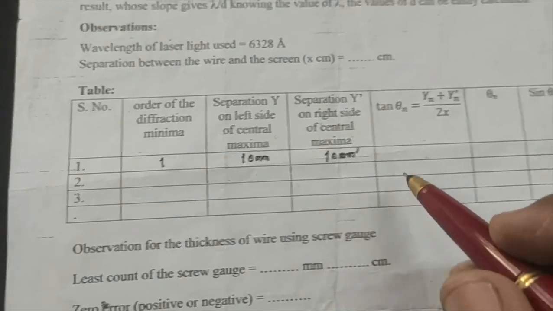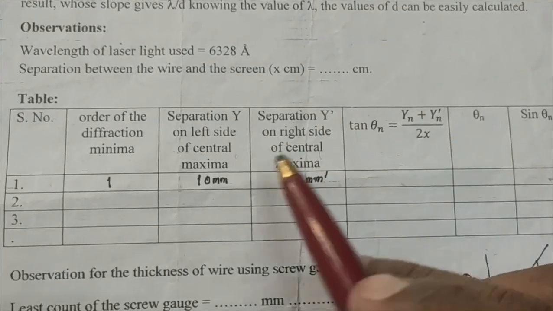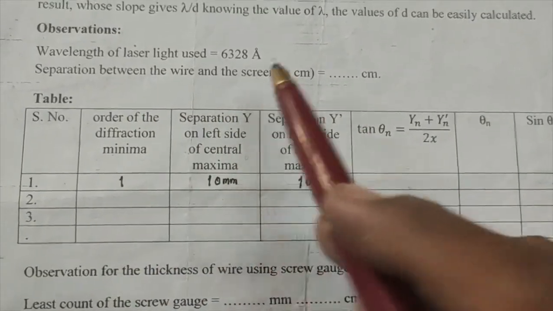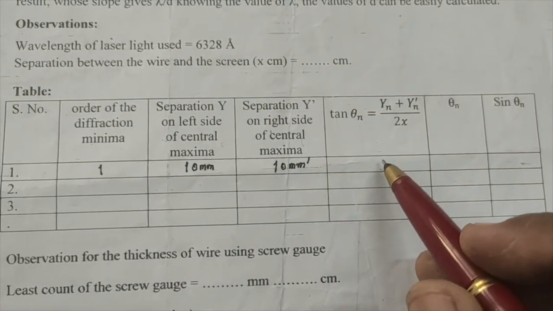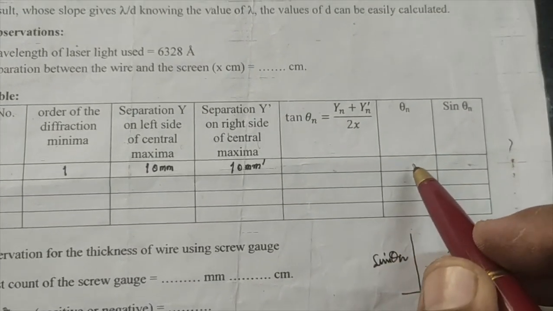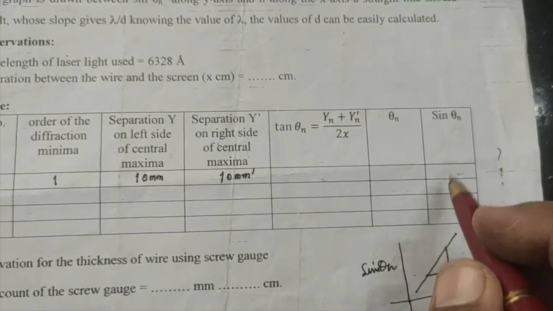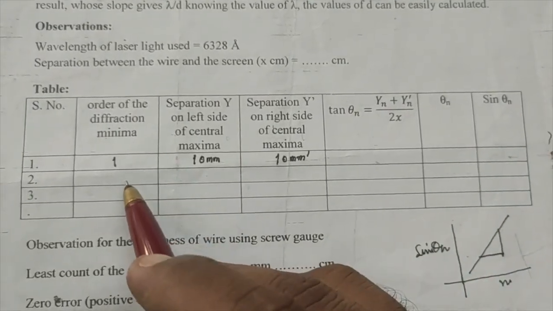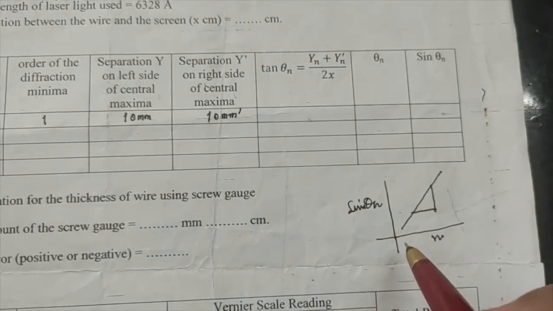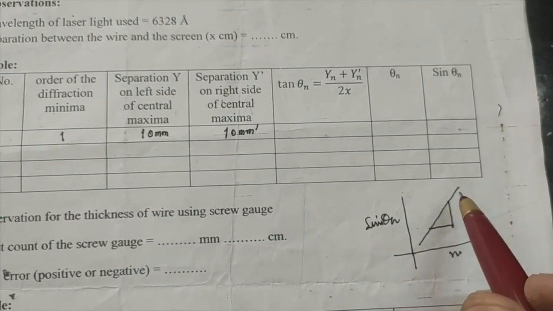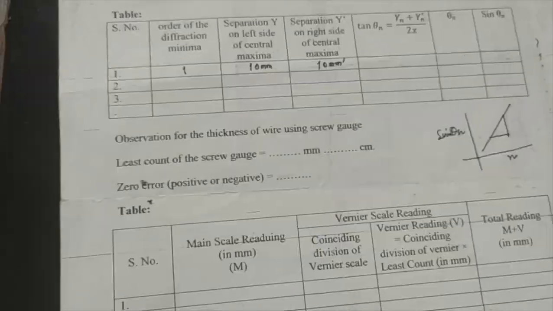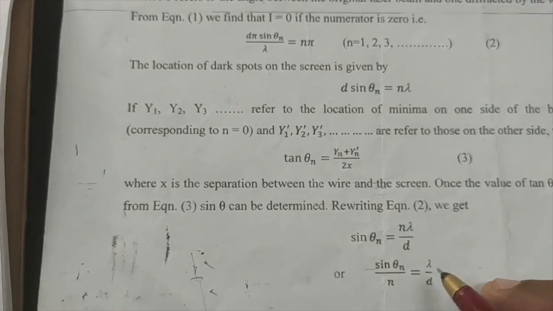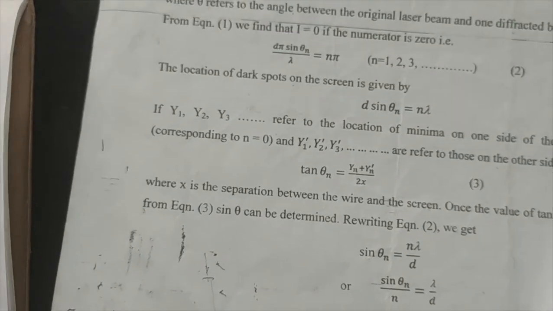So similarly we have to fill all these columns. Then we have to find tan theta, which will be (y1 plus y1 prime) divided by 2x. x is the separation between the wire and the screen, which I have already told you. Then find tan theta, then find theta and then sin theta n. Then plot the value of sin theta on the y axis and the order of diffraction 1, 2, 3, 4, 5, 6 on the x-axis, find the slope, and then using this formula find the value of d. So this is one procedure.